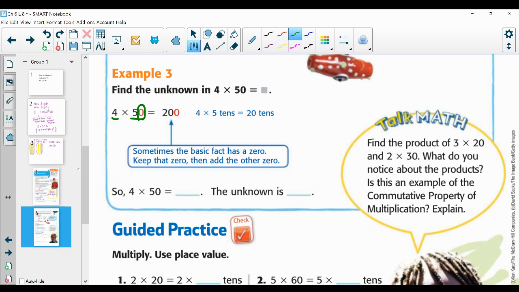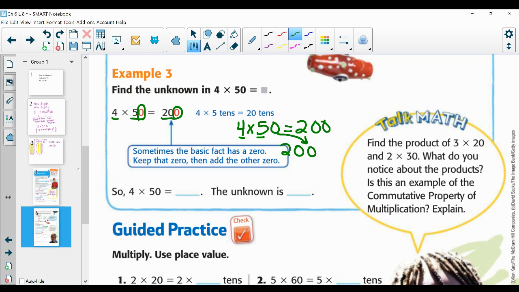4 times 5 is 20, and then you have the second 0. That didn't come out right. Let me try that again. Okay, 4 times 50 equals 200. Okay, so 4 times 5 is 20. That gives you a 0 right there. You have to keep that 0. This 0 then goes on the end because this is not 4 times 5, it's 4 times 5 tens. So 4 times 5 tens is 20 tens. And when you have 20 tens, you have to carry the 2 to the hundreds place.